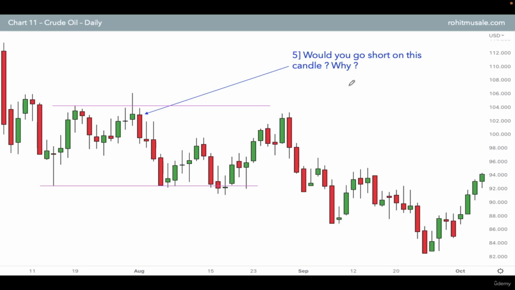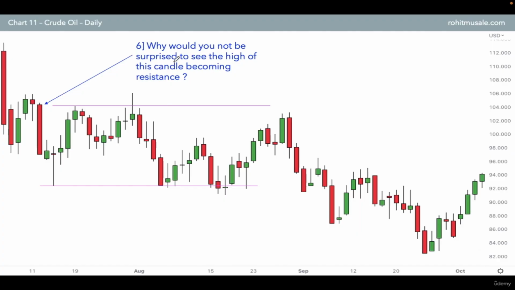Next, would you go short on this candle and why? The answer is no. Clearly why? Because if you go short on this candle, let's say you sell short here, your stop loss is going to be here, your support level is here, so that's a very poor reward to risk ratio, not even 2 to 1. So I would not go short on that candle.